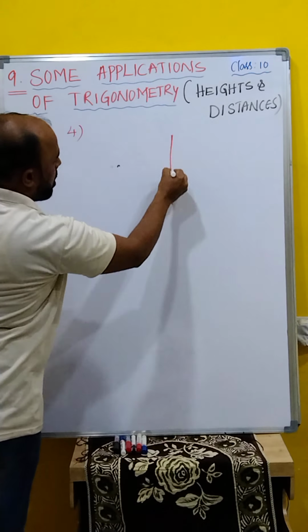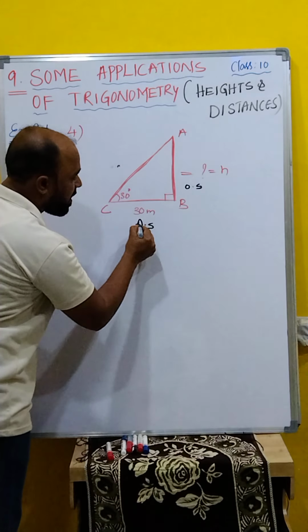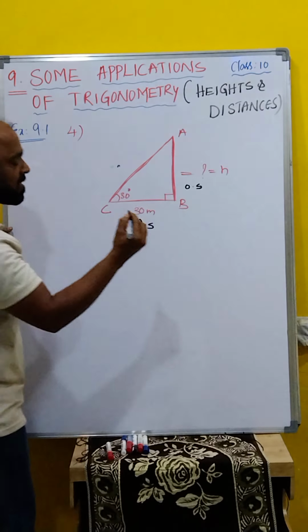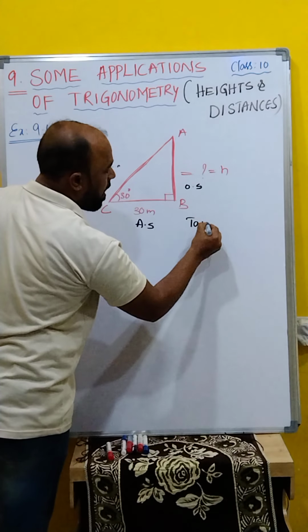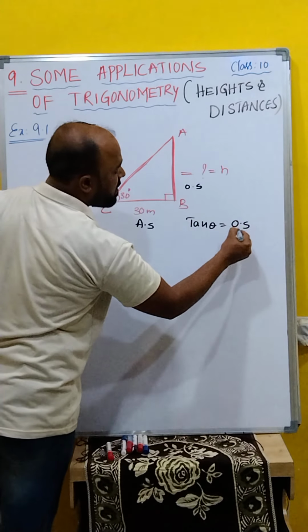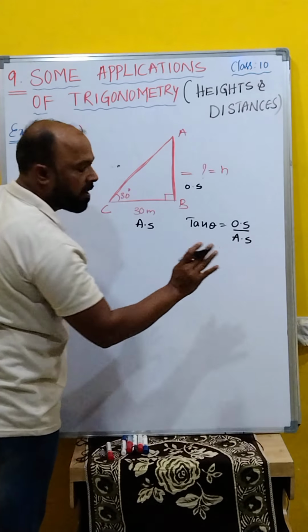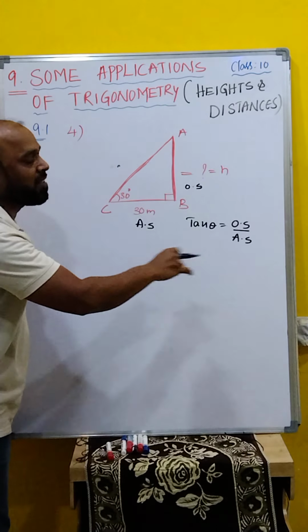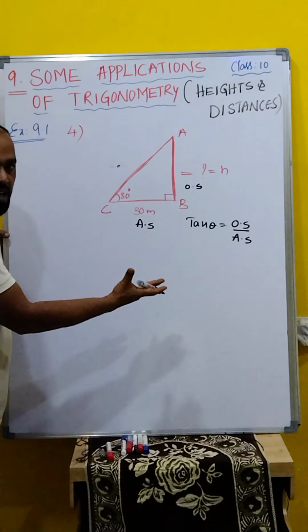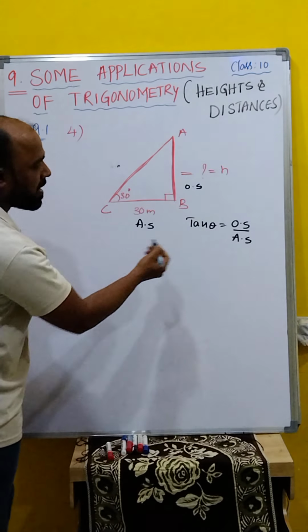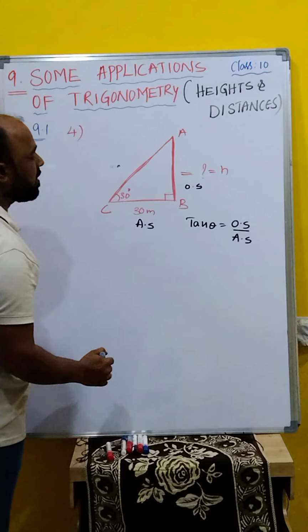AB length we don't know. The height of the pole or whatever it is, we have to find. Now we don't know the opposite side. We know the adjacent side. Then what is the related ratio? It's obviously tan theta. Tan theta is equal to opposite side by adjacent side. Clear, children? Ratio we have to select properly, then you can solve it. Using cot also you can do, because tan is very simple, opposite by adjacent side.